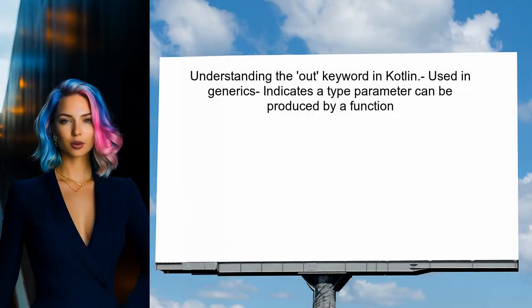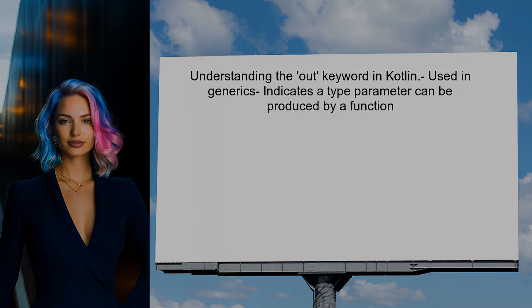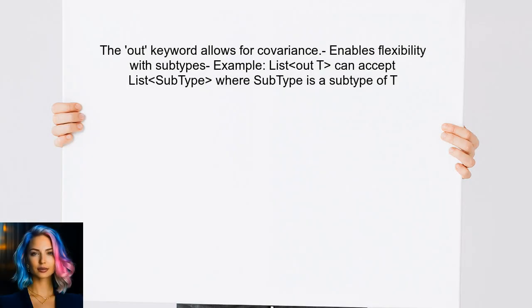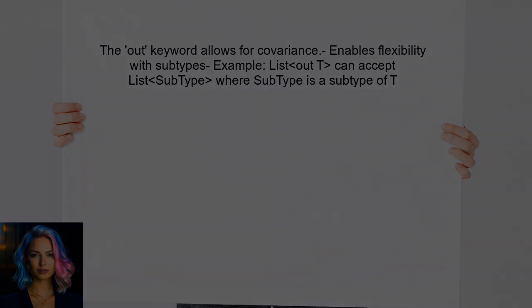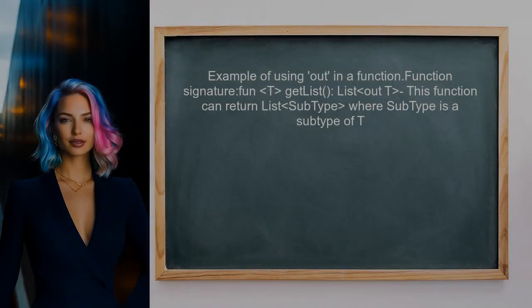To understand the out keyword in Kotlin, we first need to recognize that it is used in the context of generics. Specifically, it indicates that a type parameter can be produced by a function. Next, the user should know that the out keyword allows for covariance. This means that if a class is defined with out, it can be used in a more flexible way with its subtypes. Now let's look at an example.